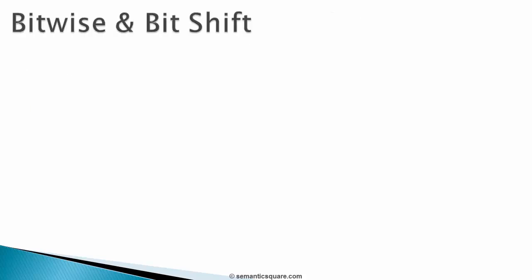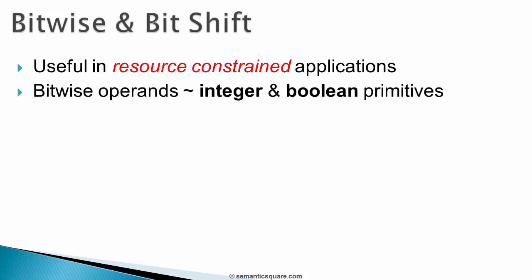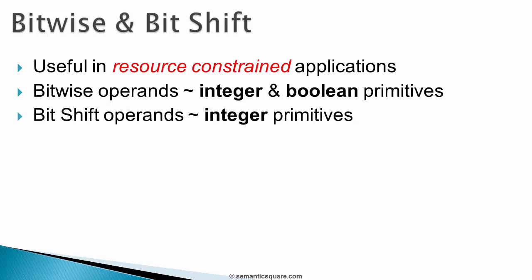Next, we looked at bitwise and bit shift operators, which operate at bit level. You may never use them unless you are doing some low-level complex programming work. Both of them are especially useful in resource-constrained applications. Bitwise operators operate on only integer and Boolean primitives. Their use with Boolean is pretty rare, and so they are mostly seen with integer primitives. Bit shift operators, on the other hand, operate only on integer primitives, and they shift bits in either right or left direction.